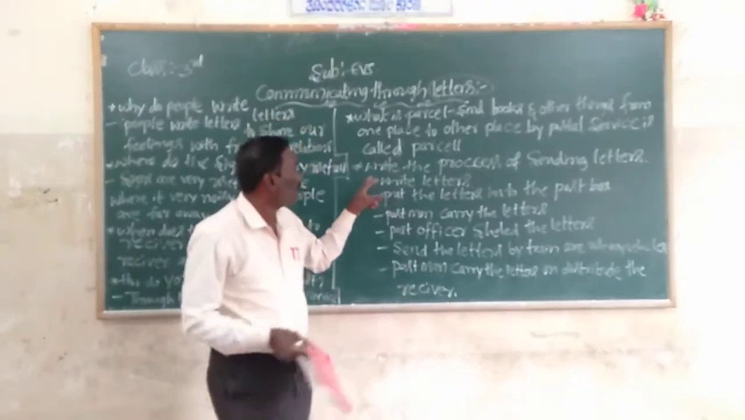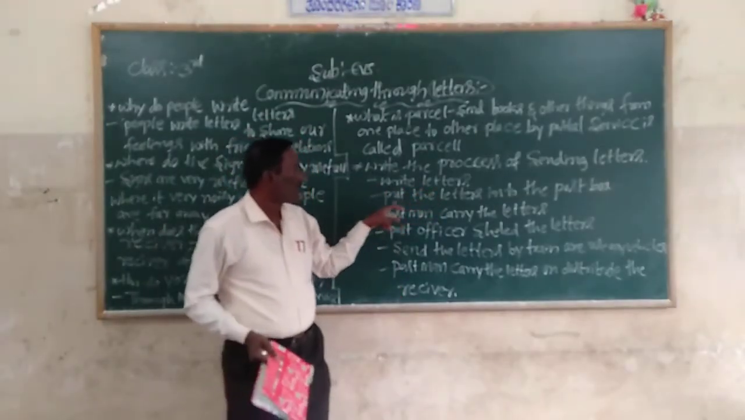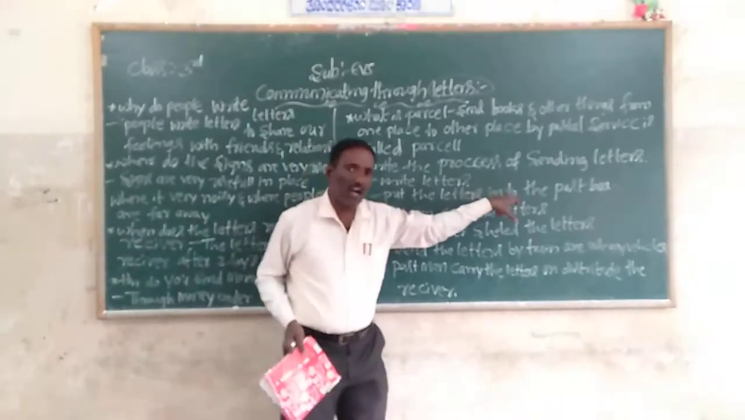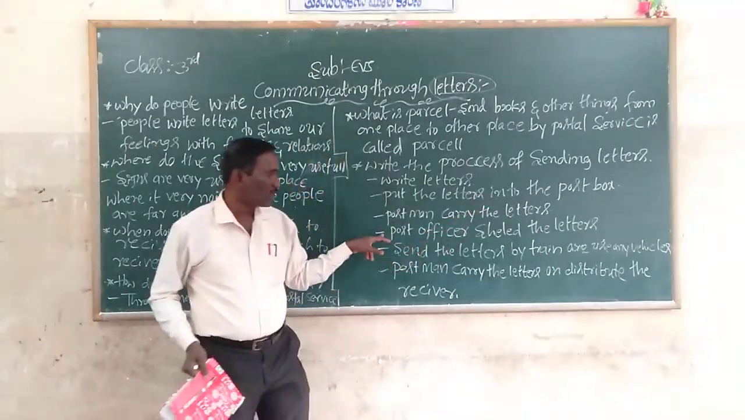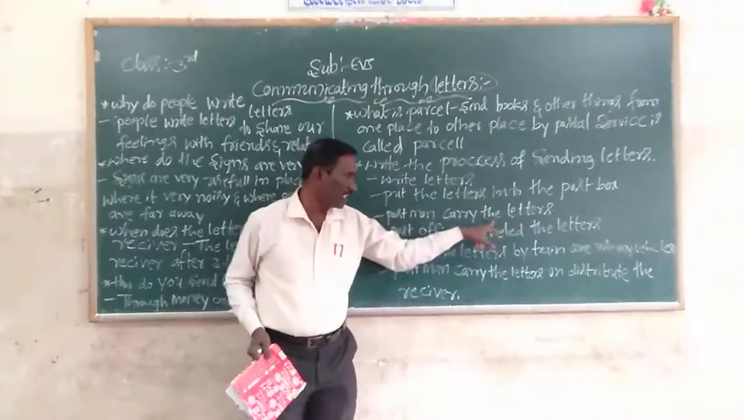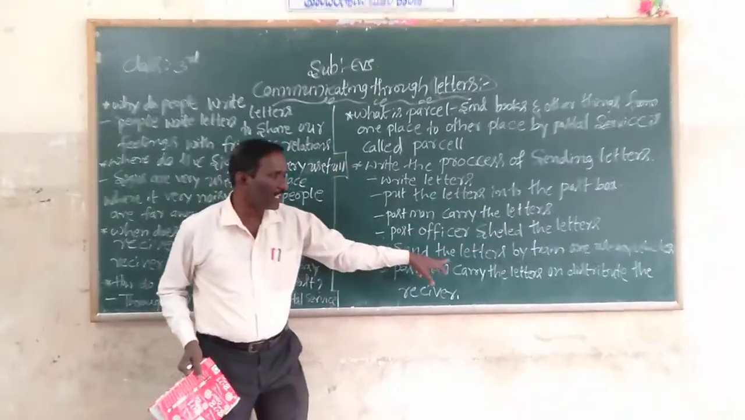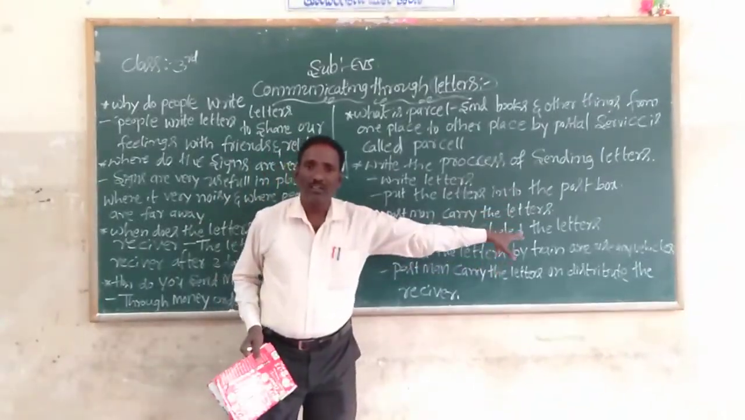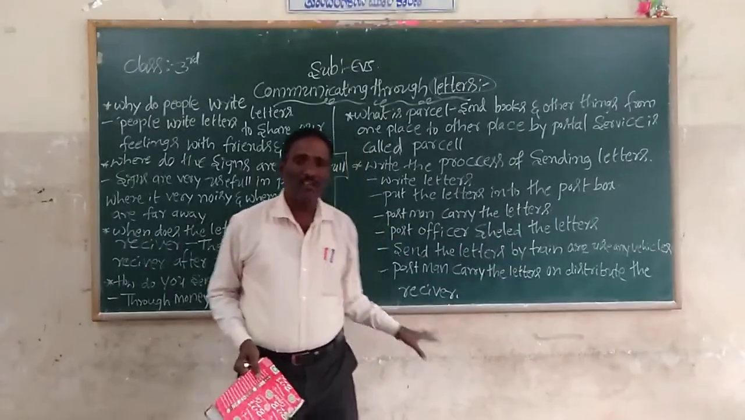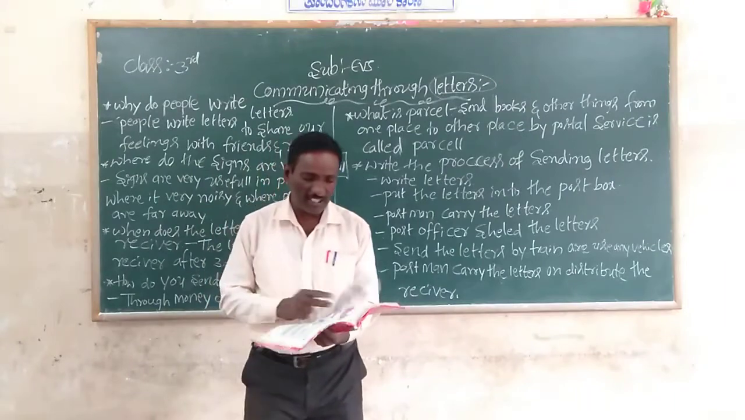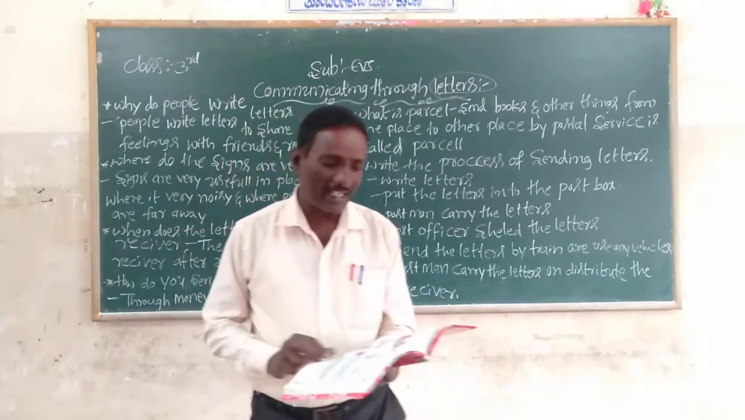After the first step, write the letter. Next, put the letter into the post box. Next step, the postman carries the letters. Next, the post office seals the letters. Send the letters by train or any vehicles. The postman carries the letters and distributes them to the receiver. This is the process of the letter.